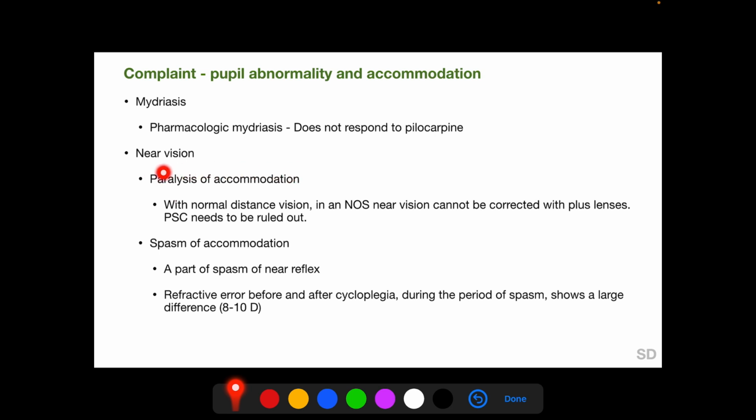In paralysis of accommodation, the patient reports that he or she is not able to see a near target. With a corrected normal distance vision, when plus lenses are used to attempt to correct near vision, an NOS will respond that he or she is still not being able to see at near. But this does not happen with an organic paralysis of accommodation. Spasm of accommodation is a part of spasm of near reflex, and if we test the refractive error before and after cycloplegia during the period of spasm, we can get a large difference in results of the refractive error of almost 8 to 10 diopters.